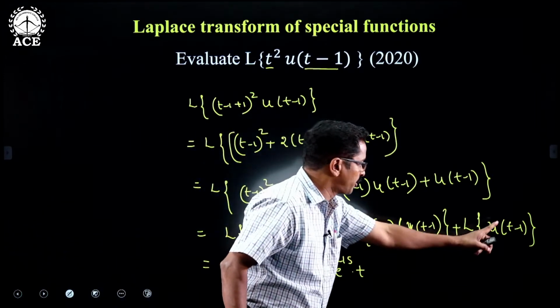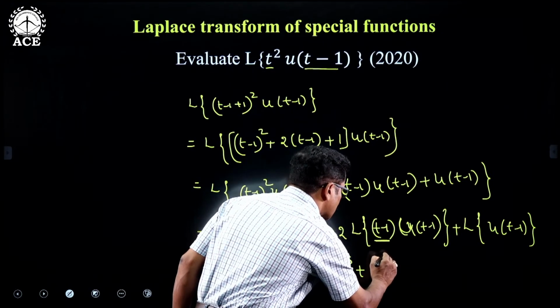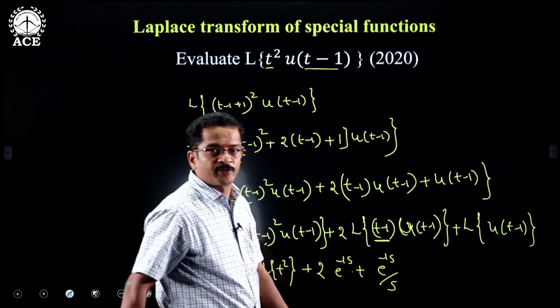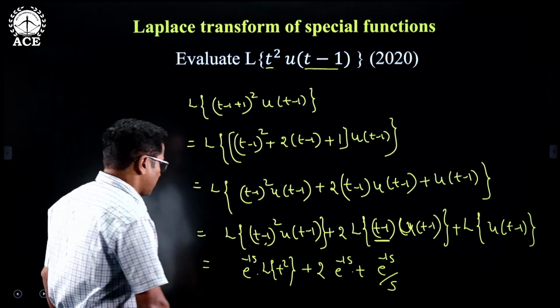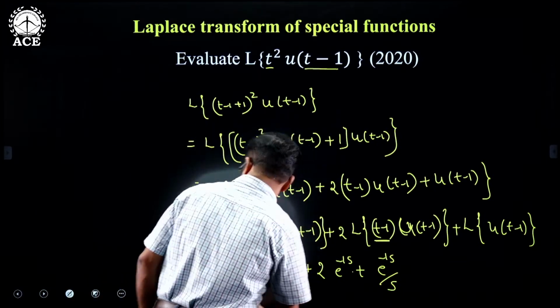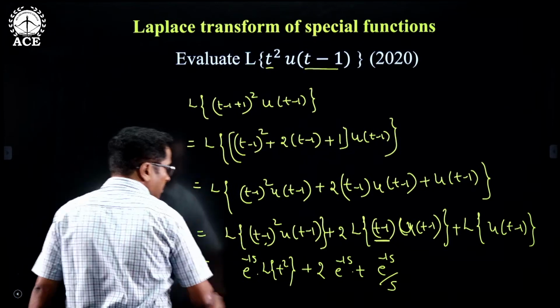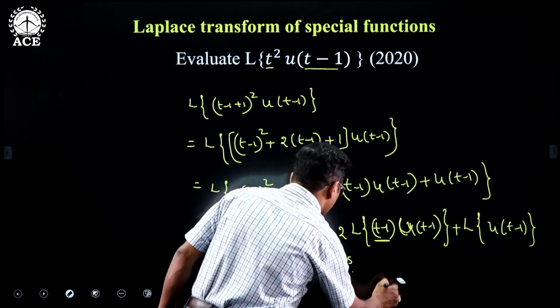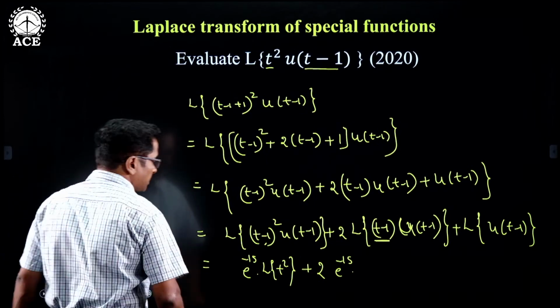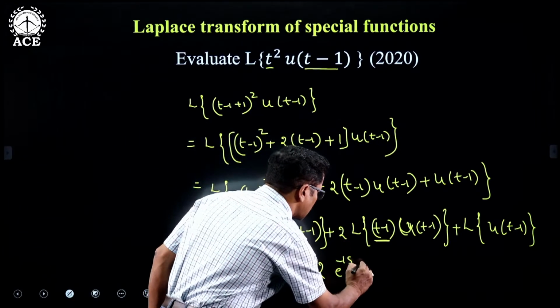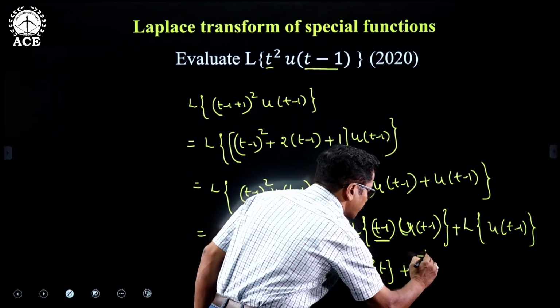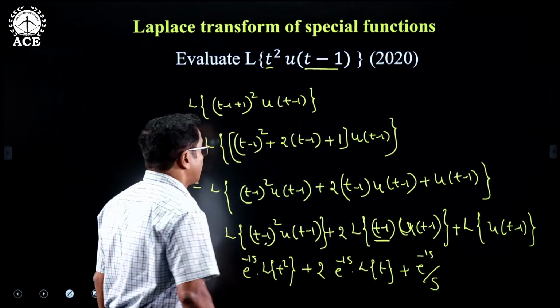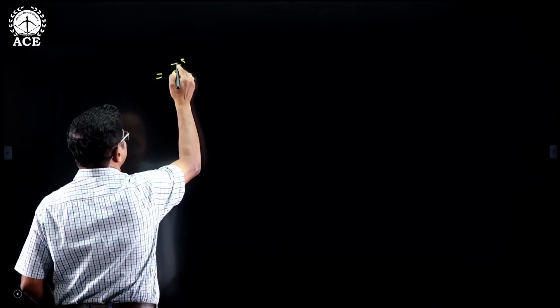So L of u of t minus 1 means e power minus 1s by s. L of u of t minus a is equal to e power minus as by s. Similarly, here a is 1. So here 2 into e power minus s into L of t, I have to write, plus e power minus 1s by s. Okay. So here e power minus 1s means e power minus s.